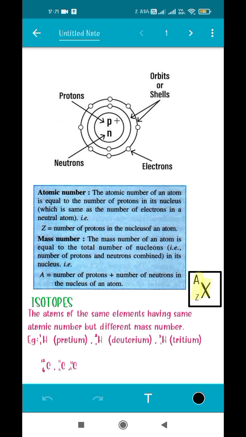In all the cases, the atomic number that is at the bottom is the same, it is 1, but the mass number is changing. For protium the mass number is 1, for deuterium it is 2, for tritium it is 3. Similarly, for carbon we have 3 isotopes: carbon 12, carbon 13 and carbon 14, out of which we will study carbon 14 in the later parts of the chapter.